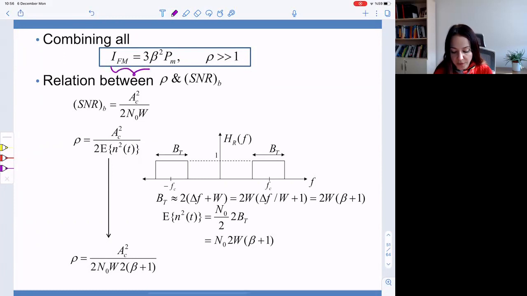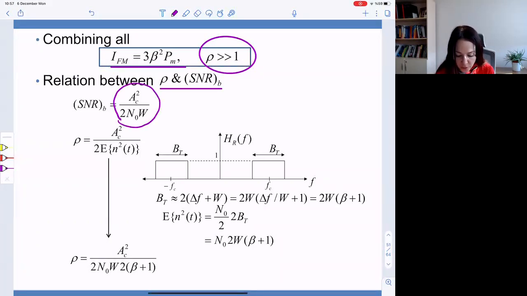So we found our figure of merit as 3 beta squared PM, right? This is only valid for the carrier to noise ratio to be much larger than 1. What is the relation between the carrier to noise ratio and SNRB? SNRB is AC squared over 2 N naught W. Rho is AC squared over expectation of n squared.